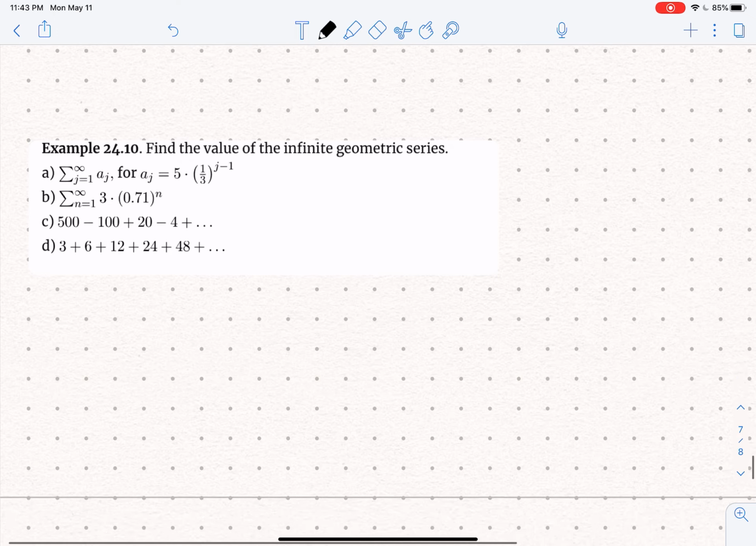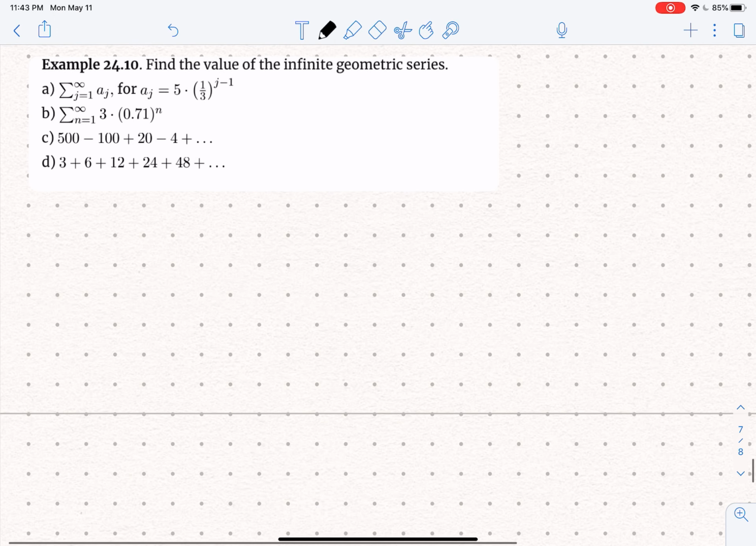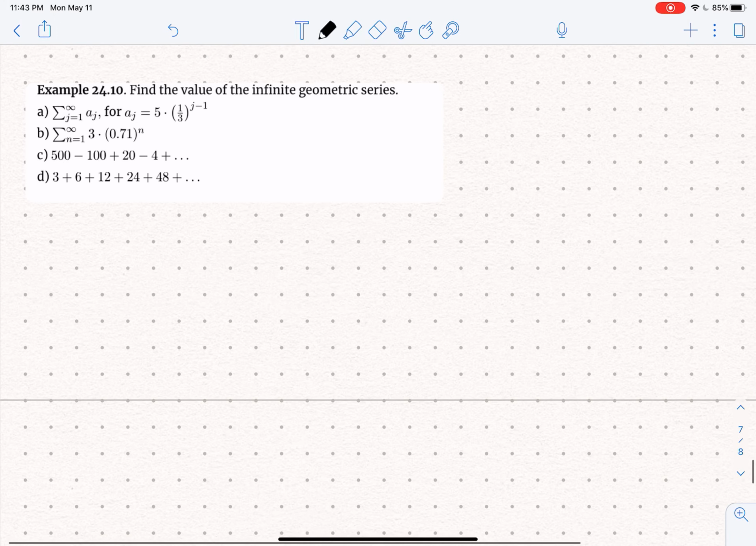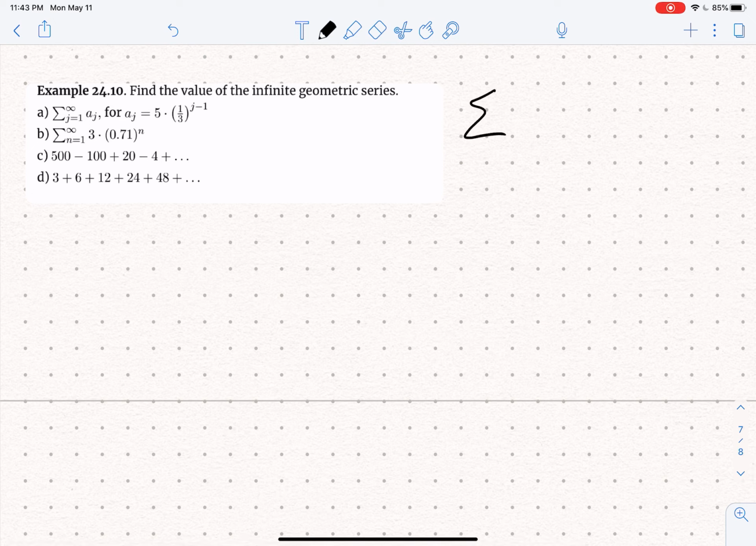Let's get started. The thing to remember is for an infinite geometric series, the sum from i equals 1 to infinity of a_i, the formula that we got was a1 times 1 over 1 minus r. So basically, if you know it's a geometric series and you can tell me the first term and the common ratio, then we can plug in and get that infinite sum in a very straightforward fashion. So, part A, let's take a look.